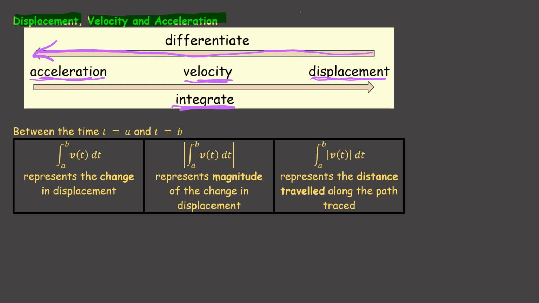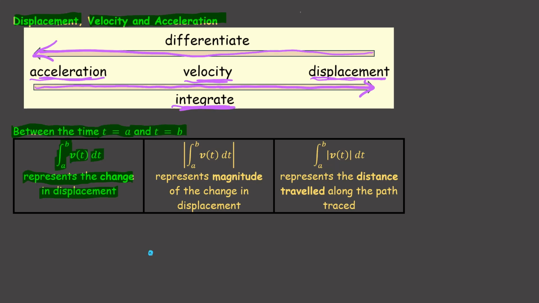Since integration is the reverse process, to go from acceleration to velocity to displacement, we're just going to integrate. Between the time t equals a and t equals b, it's worth noting the following. If you do the integral from a to b of v of t dt, that represents the change in displacement.